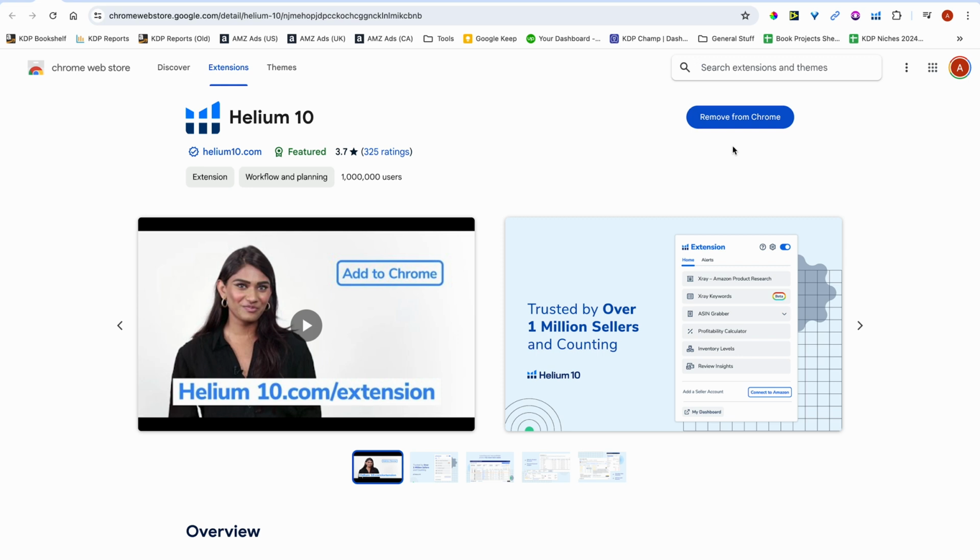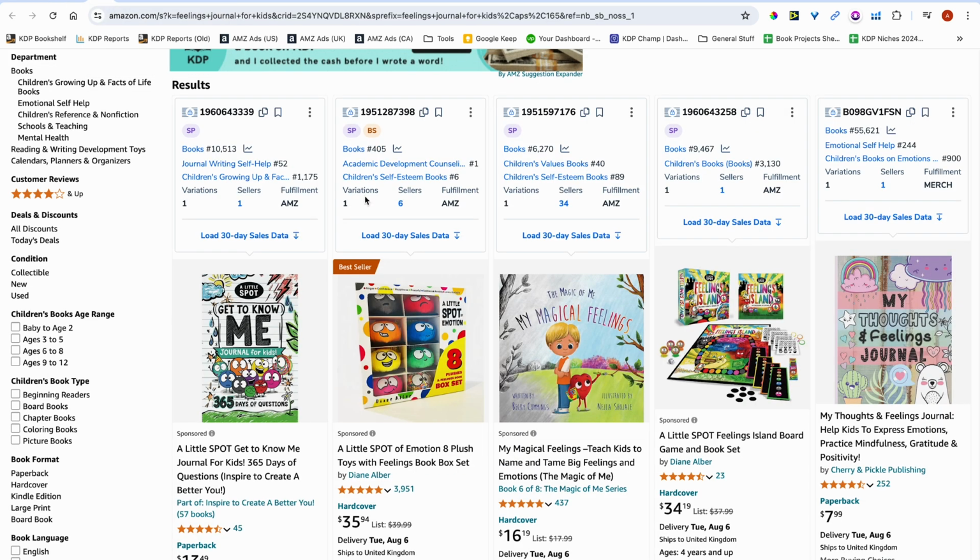Many of you probably use this tool but are unsure as to the different ways in which you can use this tool. So I'm going to go through the ways in which I personally use this tool, which helped me in my publishing. So the first way in which I use this tool is to check for demand.